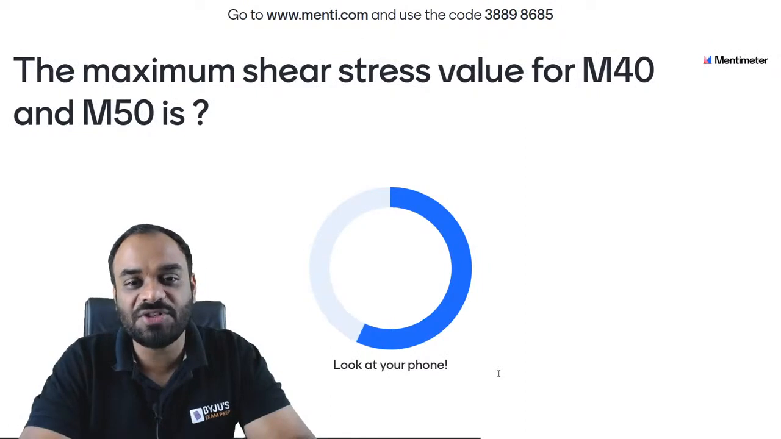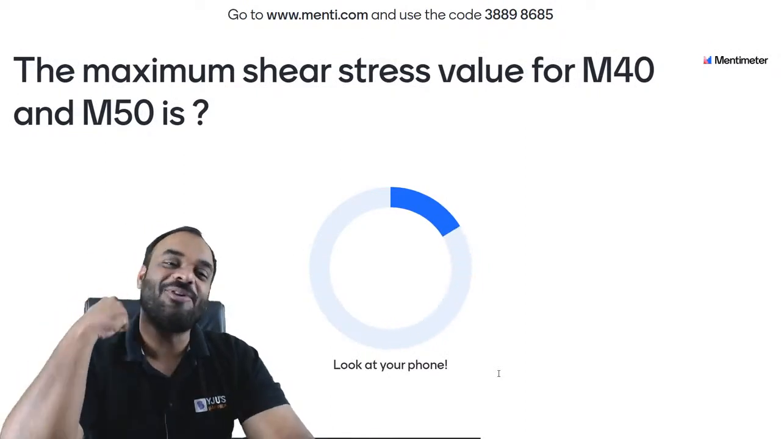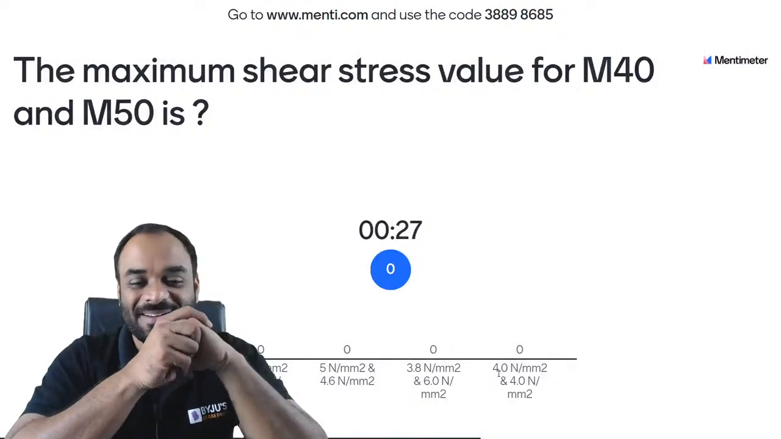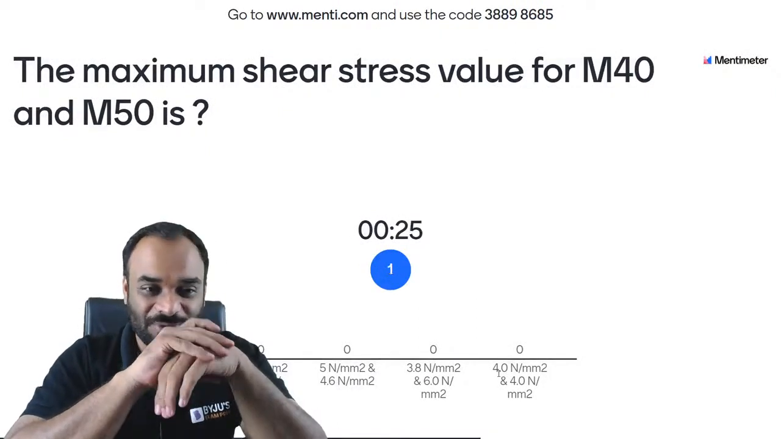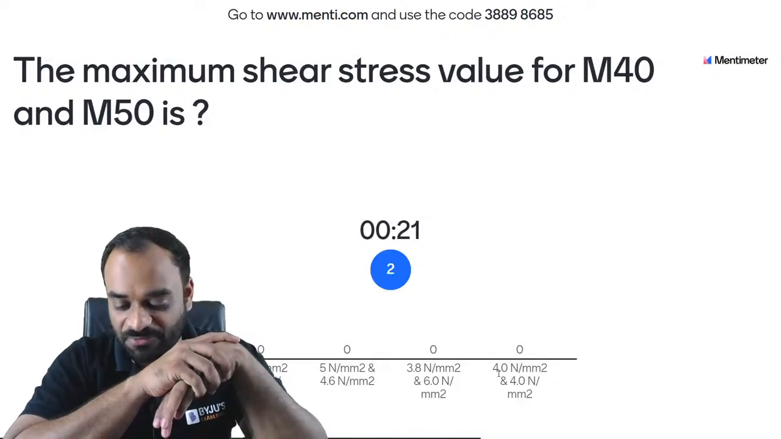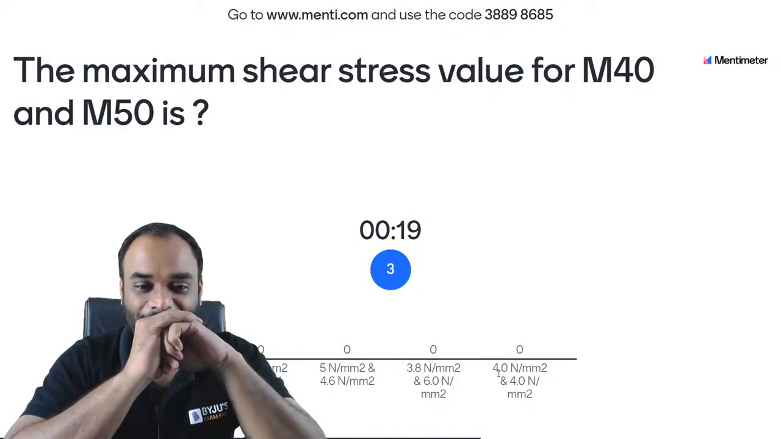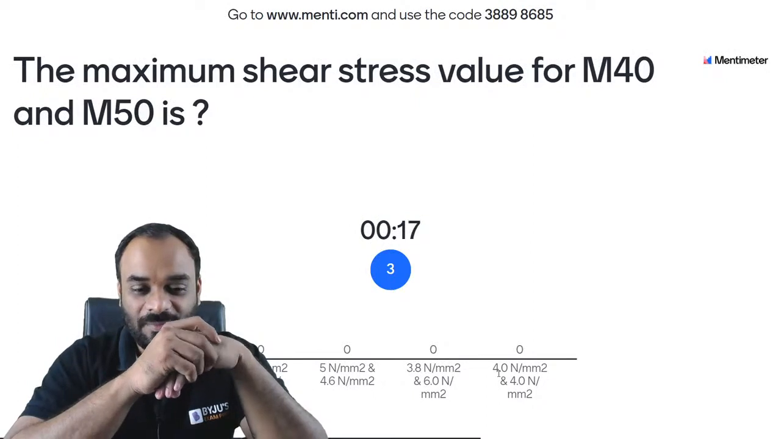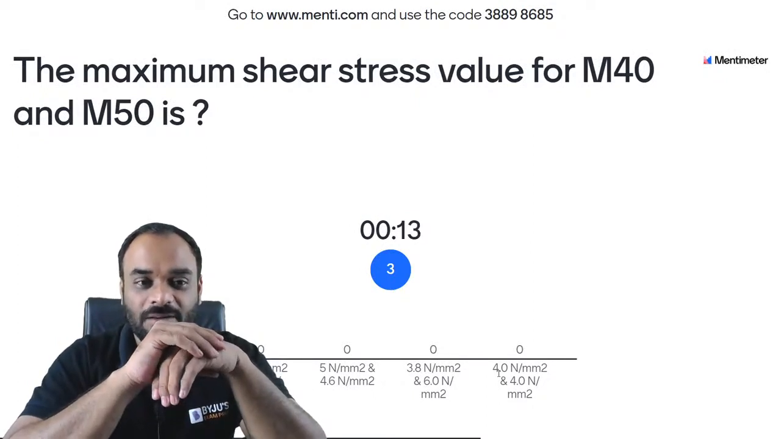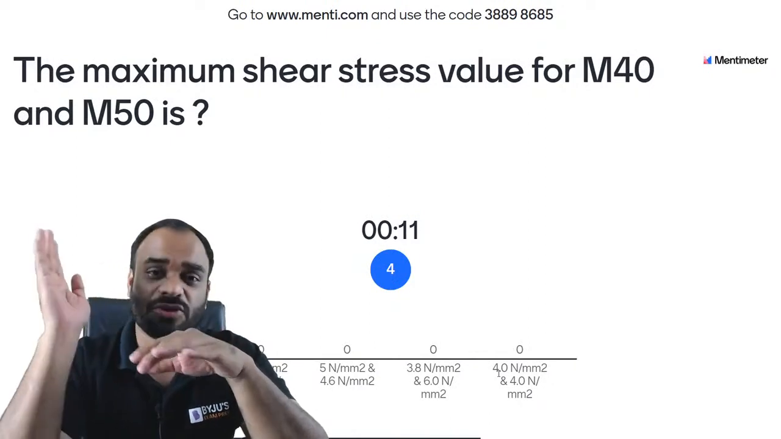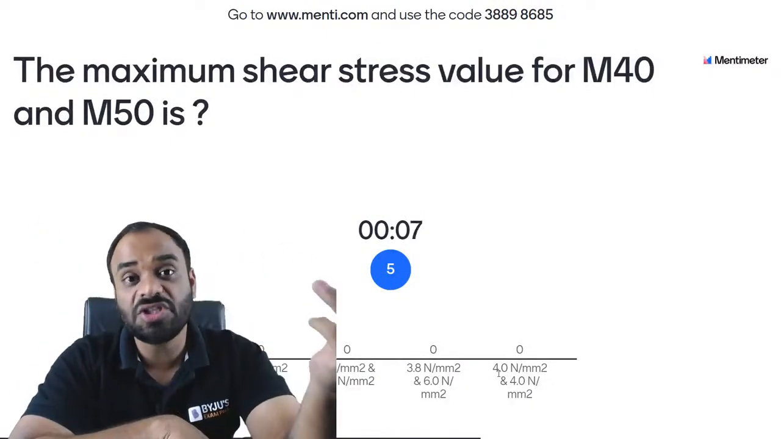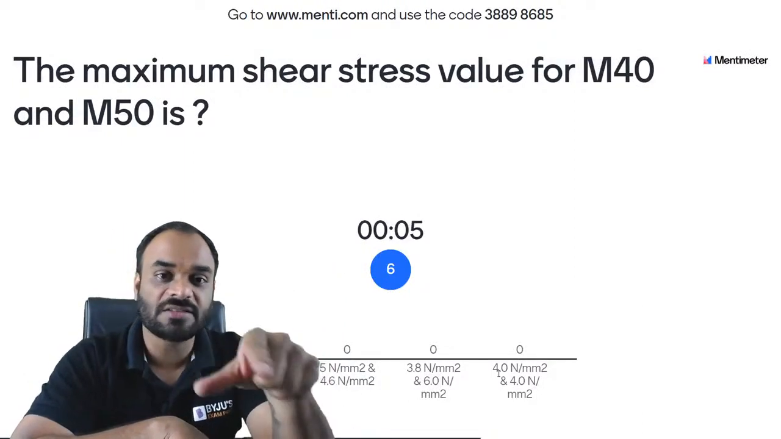The maximum shear stress value for M40 and M50 is? Very easy question, but you may get confused also. What is maximum shear stress? That is basically tau C max. That means the maximum shear strength of concrete with shear reinforcement, right? That is tau C max.